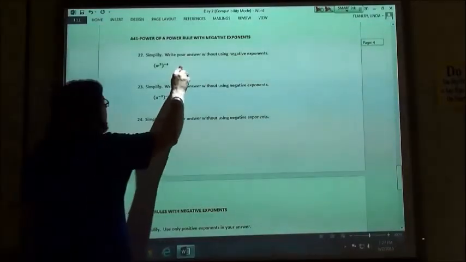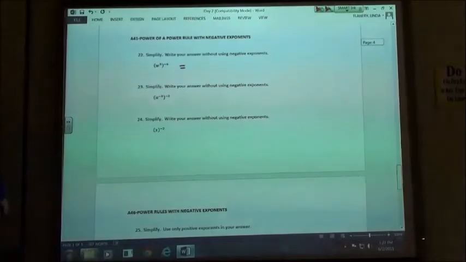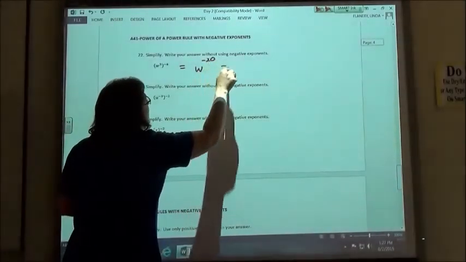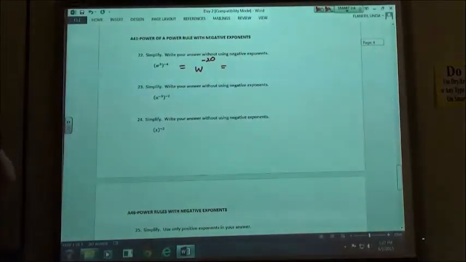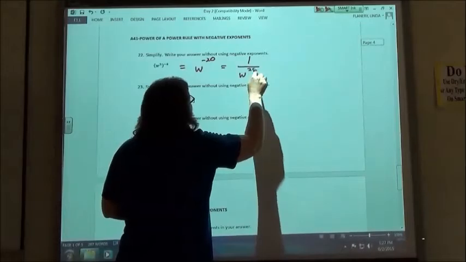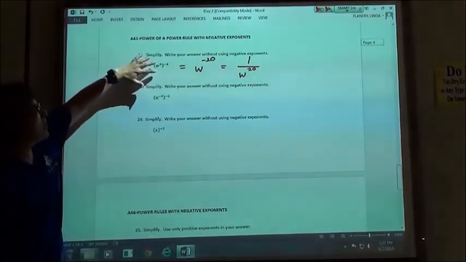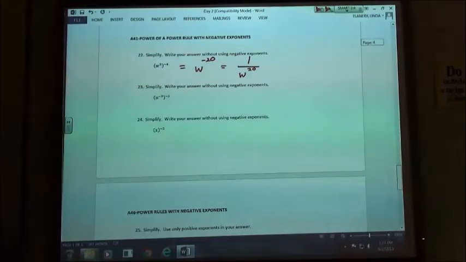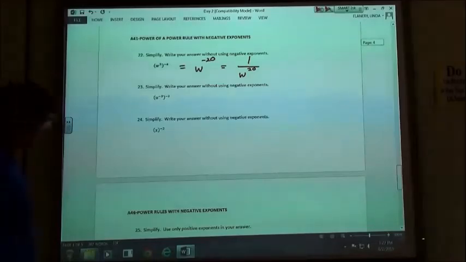And so 5 times negative 4 would give me w to the negative 20th power. Then I can get rid of the negative exponent by doing the reciprocal, so 1 over w to the 20th. You could have also got rid of the negative first and did the reciprocal of the base and then raised it to the 4th power. You end up with the same answer, so it really doesn't matter which order you do it in.